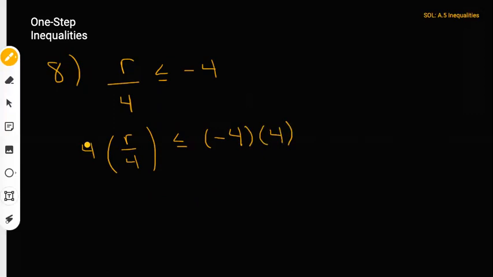So when I do that, the 4s are going to cancel out on the left side, leaving me with an r. I bring down my less than or equal to symbol, and negative 4 times positive 4 is negative 16. So now I've got my inequality solution, and I put it in my solution set.